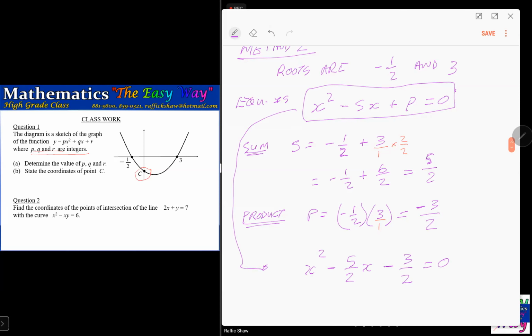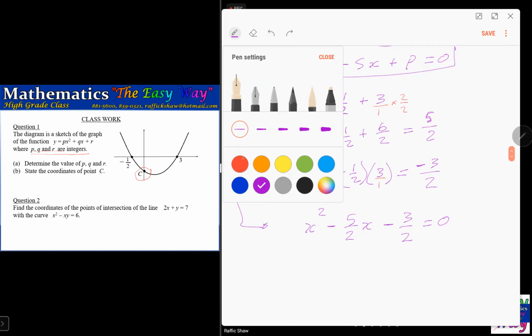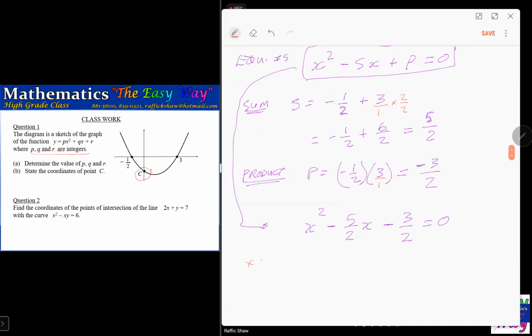The question said the p, q, and r are integers, meaning that we don't want these fractions. Those fractions are easy to turn into integers by simply multiplying through by the denominator, which is just a 2 alone. So if you multiply the equation by the 2, you get rid of the fractions, right? So you multiply the equation by 2, it becomes 2x squared. I multiply this by 2, minus 5x. I multiply this by 2, the 2 cancels there. I multiply this one by 2, the 2 cancels there as well.